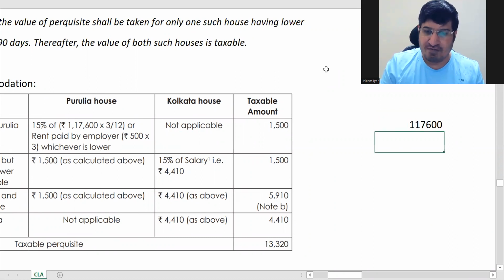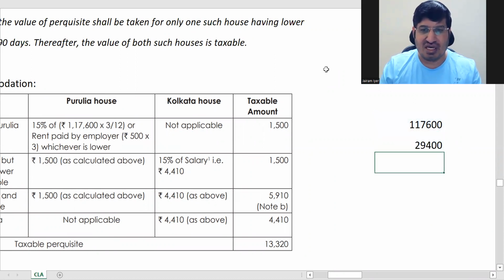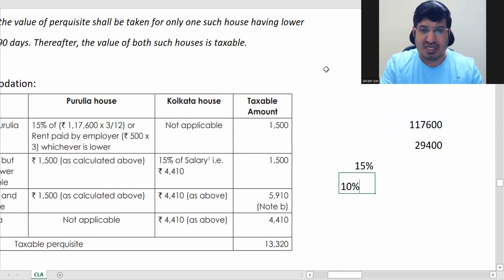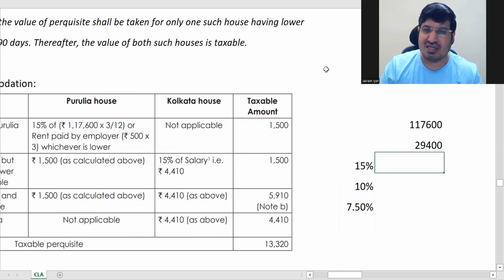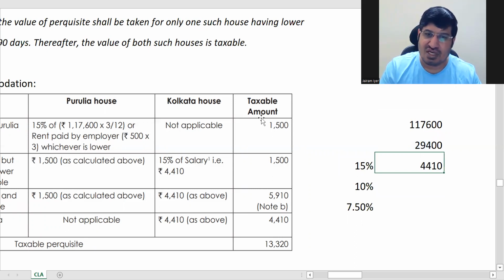$117,600, and you do into 3/12, you get 29,400. Let's just see how much is 15%, 10%, and 7.5%. Just giving you another idea. It equals this into 15%, which is 4,410. So here 1,500 is lower, correct?